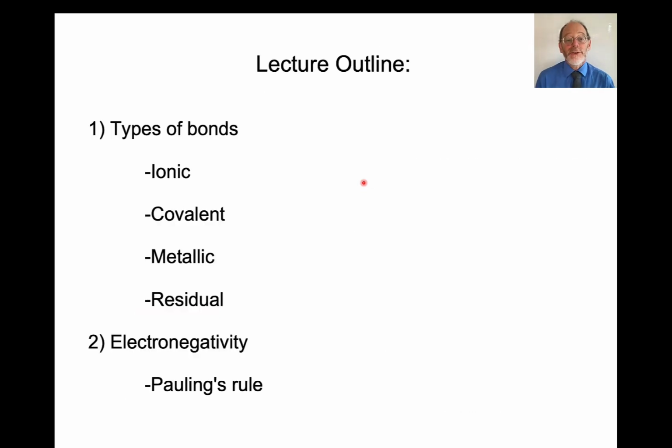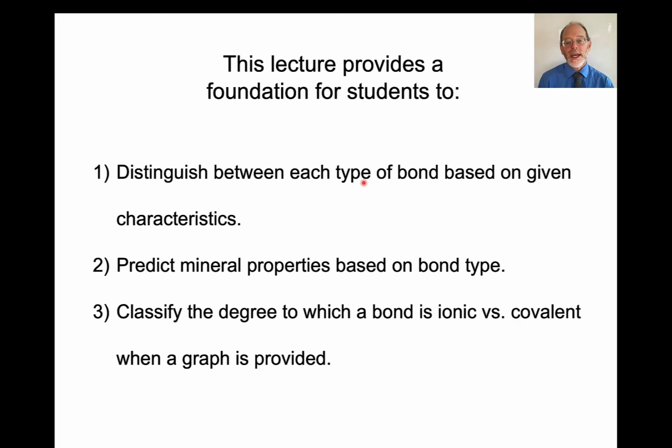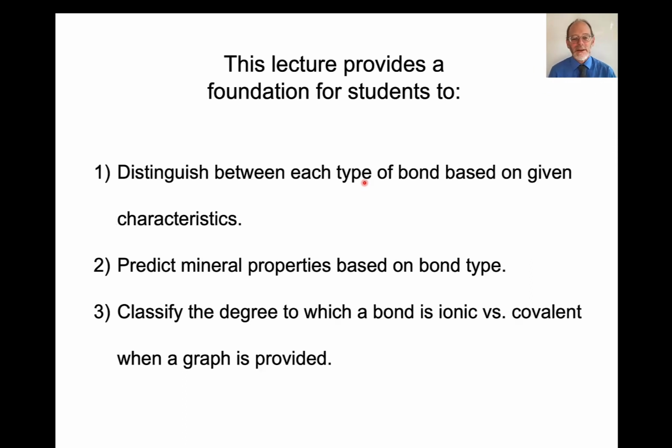chemistry. So first thing I want to do is talk about the different types of bonds, and then talk about electronegativity, which brings up a Pauling's rule. And then the purpose of all of this is to allow students to distinguish between each type of bond based on some characteristics, to think about what mineral properties might be based on bond types, and then to classify the degree to which a bond is ionic versus covalent if a table of electronegativities is given plus a graph.